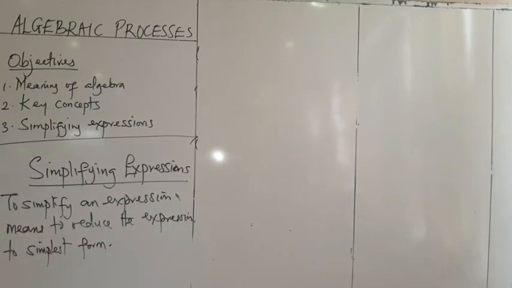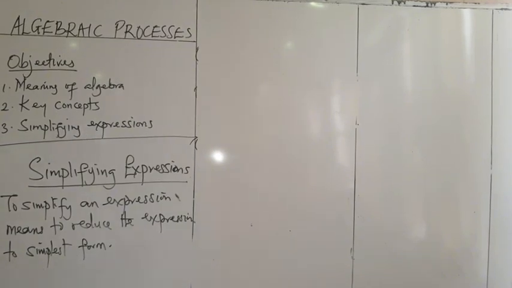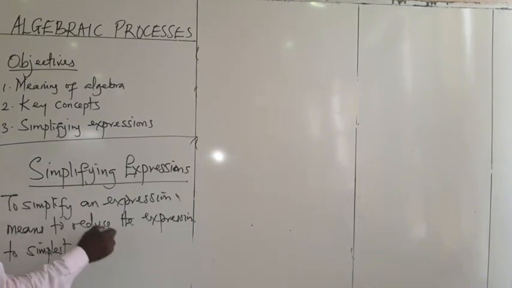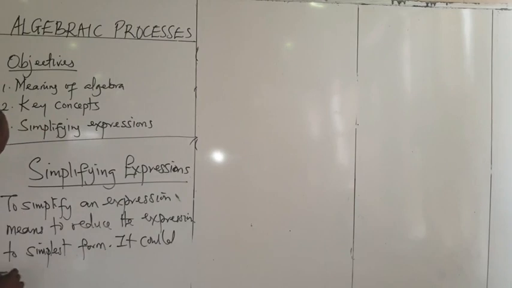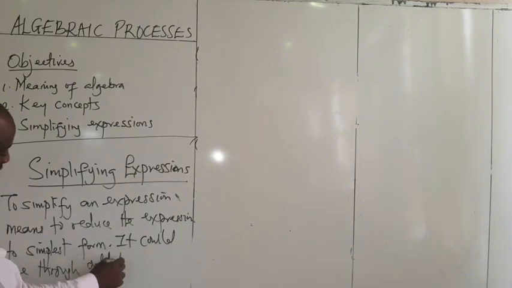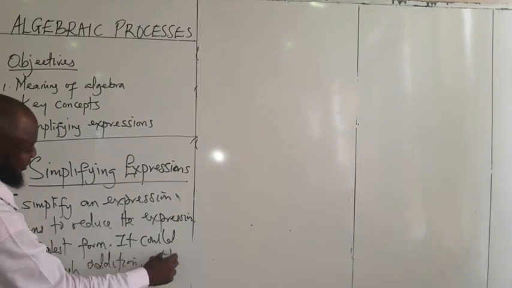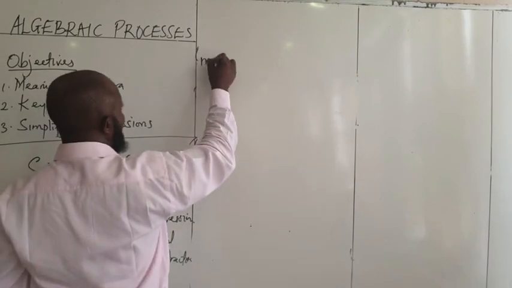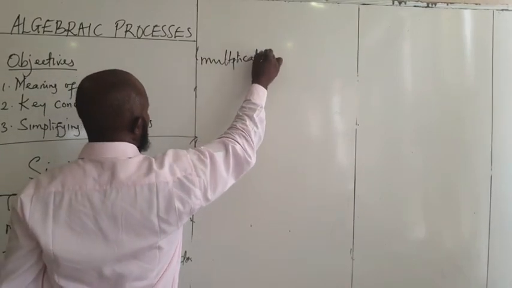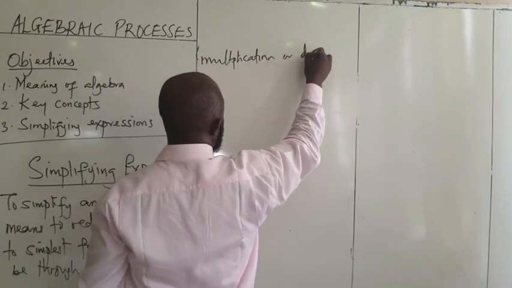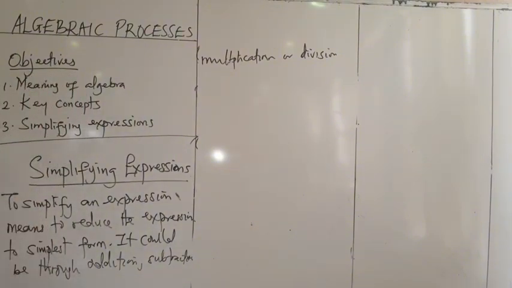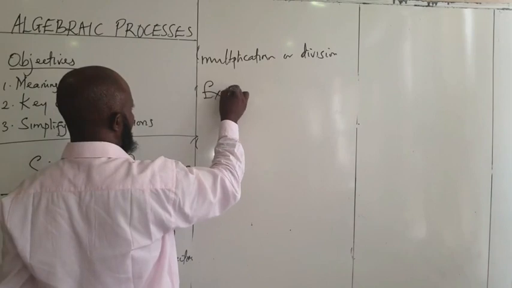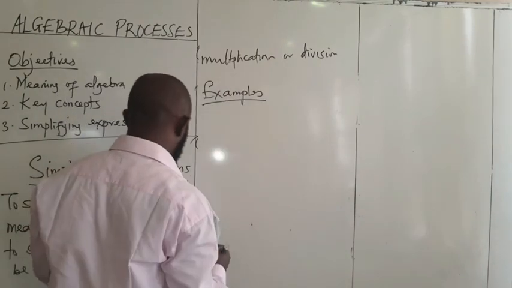So let's look at examples now and see what is meant by that. It could be through addition, through adding, or subtraction, or multiplication, or division. So all these will happen when you are simplifying an expression. Let's look at these examples. Simplify the following.